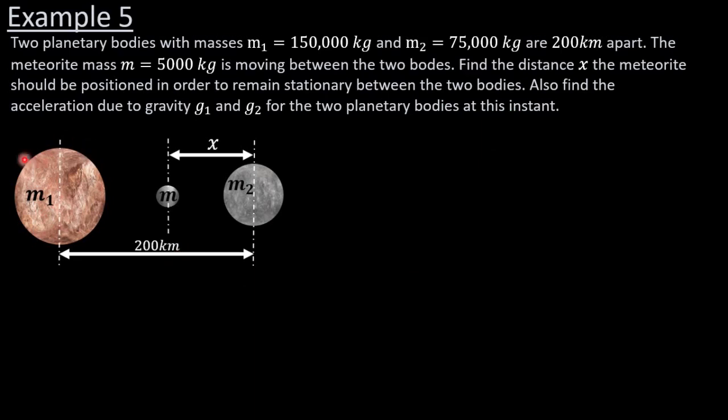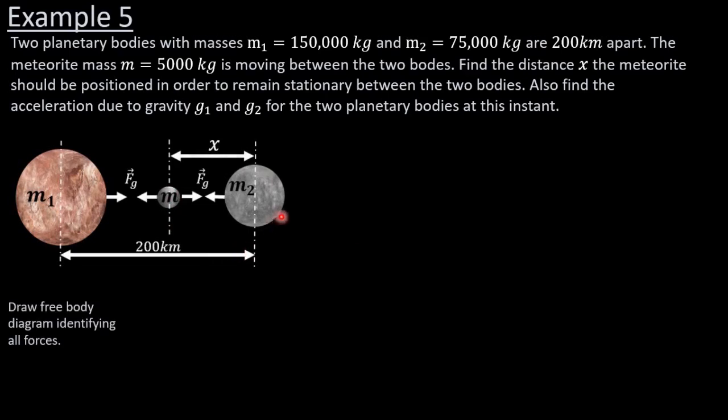So we have these two planetary bodies 200 kilometers apart, measured from the center of each of those two bodies, and we have a meteorite in between. We want to find at what distance x this should be positioned in between these two bodies so that it's stationary. That means the mutual force of attraction between m1 and the meteorite is going to equal the mutual force of attraction between m2 and the meteorite. If that condition exists, then the meteorite will stay stationary.